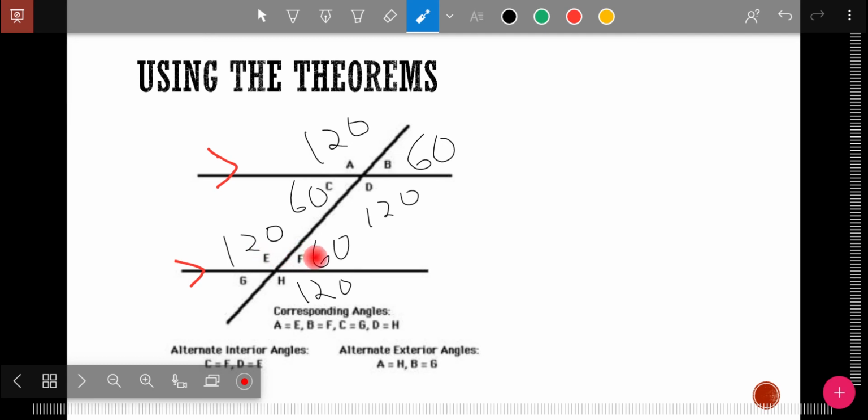They add to 180. And then G is 60, and it just has a multitude. You could say alternate exterior, corresponding. You could say vertical. You could say linear pairs. All kinds of reasons why G would be 60.